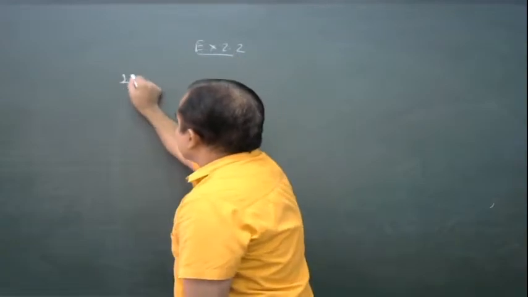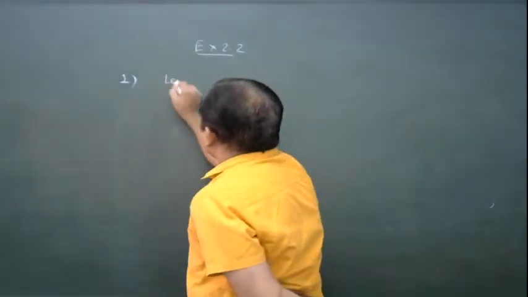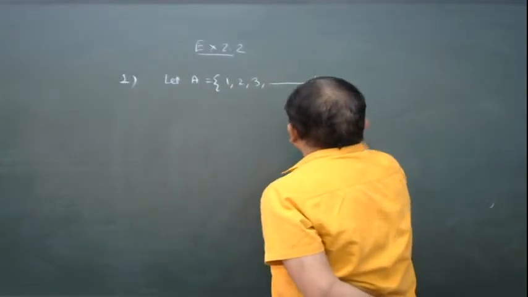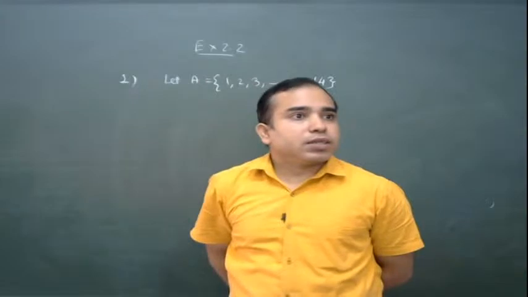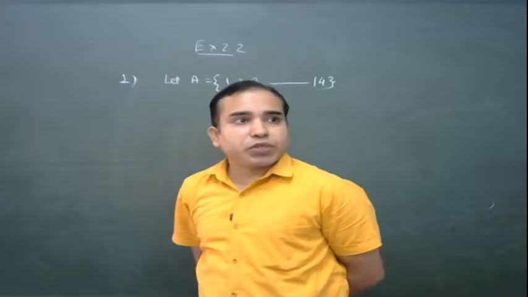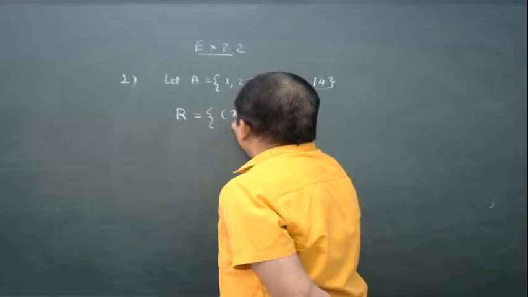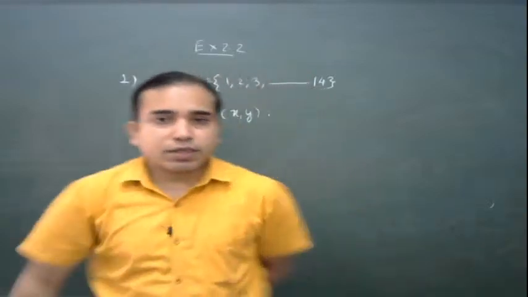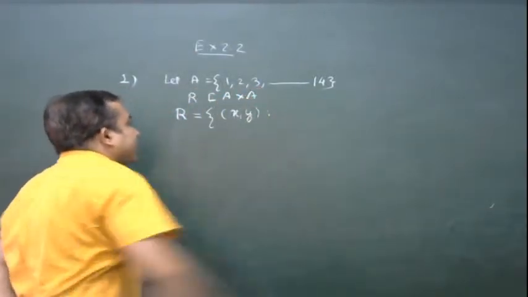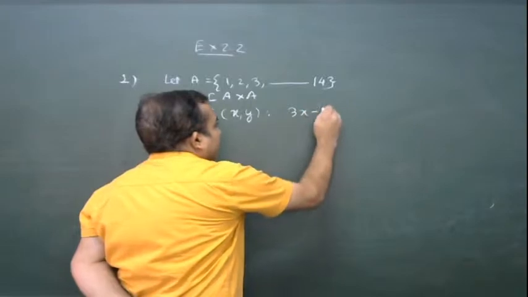The first question says that set A is 1, 2, 3 up to 14, and there is a relation R which is from A to A. R is from A to A, which means R is a subset of A cross A, and is defined as x comma y such that 3x minus y equal to 0.